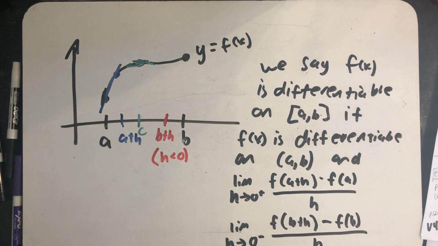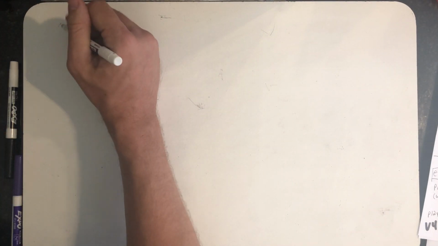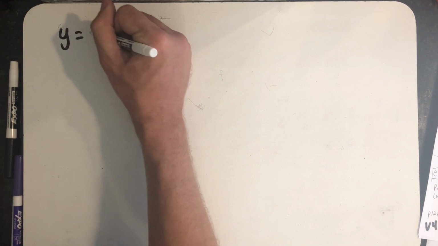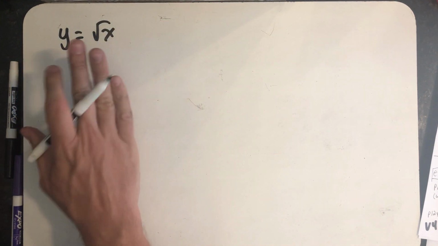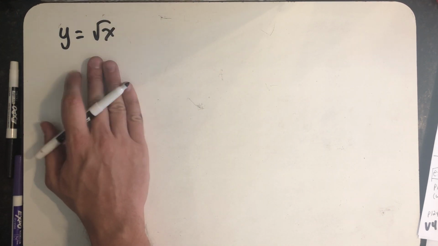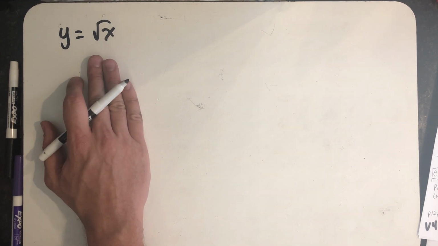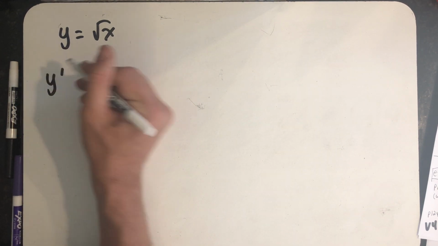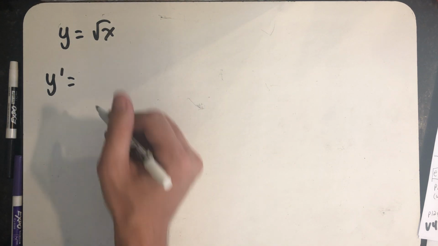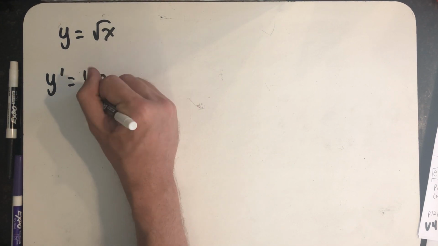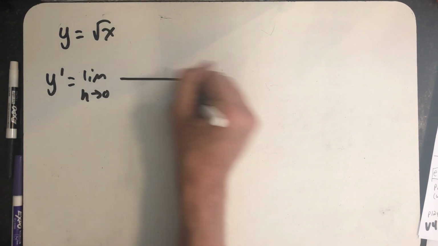All right, let's look at an example. And this is an example of a function we've already taken a derivative of. Y equals root x. We did this one using the alternate definition of the derivative. So in this video, I'll use the original definition of derivative.